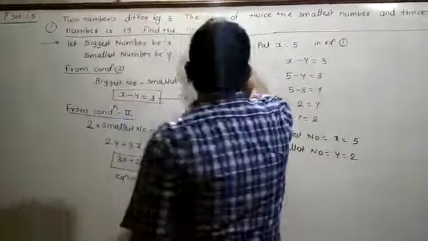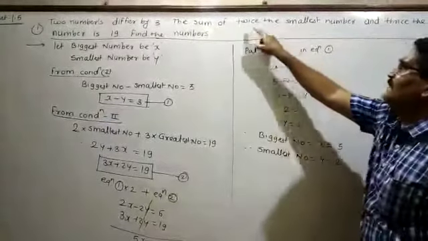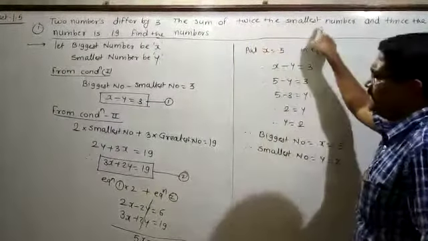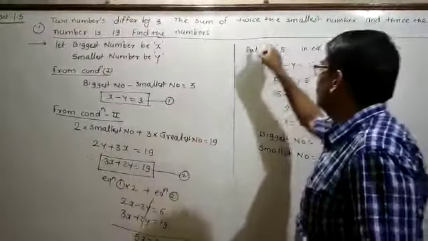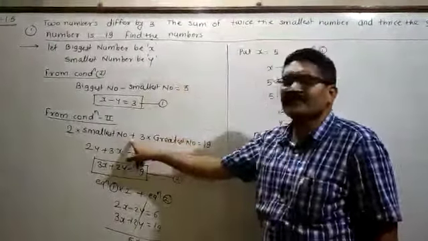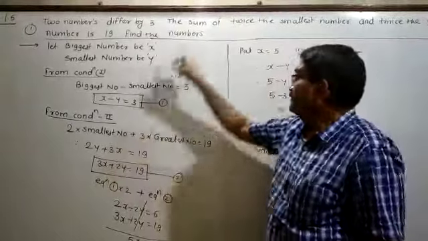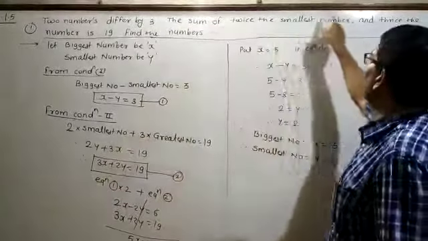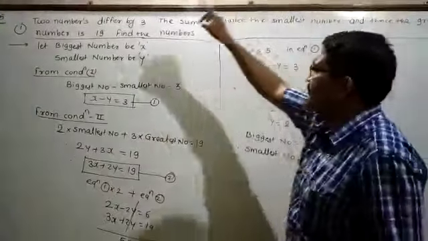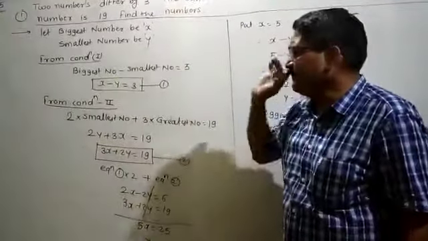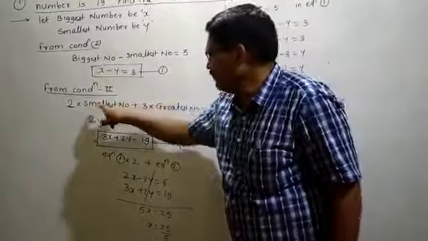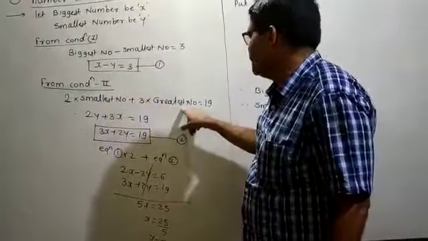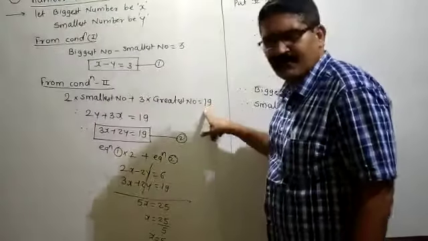The second condition is: sum of twice the smallest number. Sum means addition, twice the smallest number means 2 times the smallest number. That's why you have to say that this is plus. So I will read this condition as: sum of twice the smallest number and thrice the greatest number is 19. Is means is equal to.